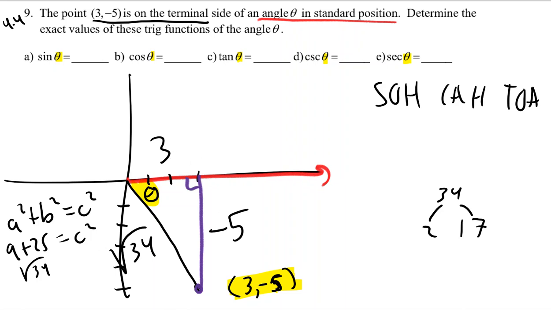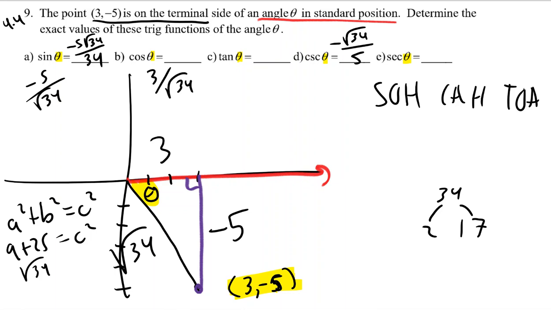Opposite over hypotenuse would be sine. That one needs to be rationalized. Cosecant could be hypotenuse over opposite. Cosine could be adjacent over hypotenuse. That one needs to be rationalized. Secant is hypotenuse over adjacent. And then finally, tangent is opposite over adjacent.